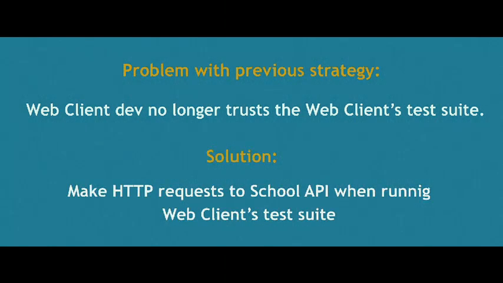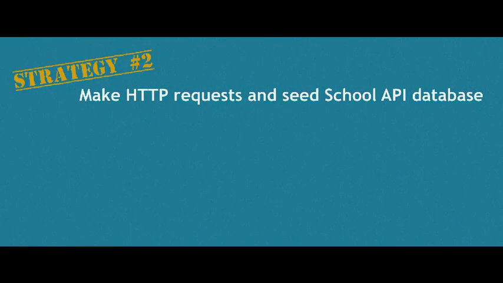So a solution to that would be, well, let's make HTTP requests to the school API when the web client's test suite is running. If we did that, renaming the resource pupils to students would be caught. And then, like I said, HTTP requests are sent from the web client to the school API. That means we have to seed the school API test database with data, so when an HTTP request is made, there's data to be returned.